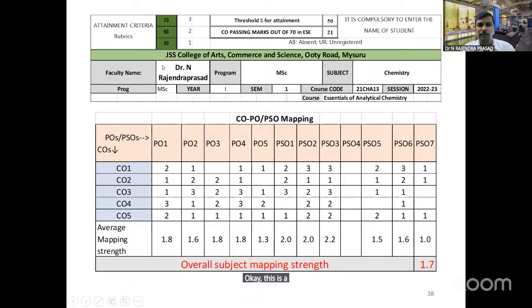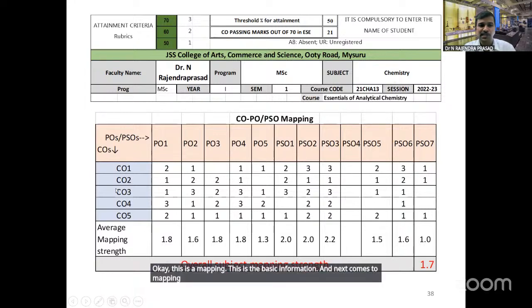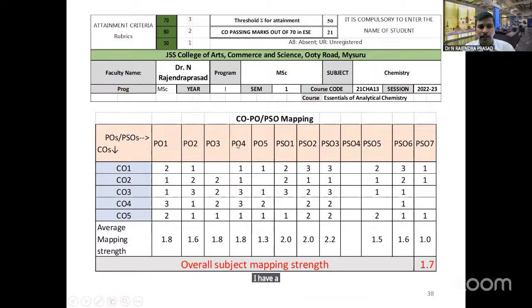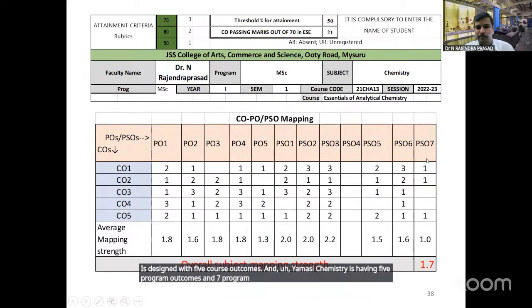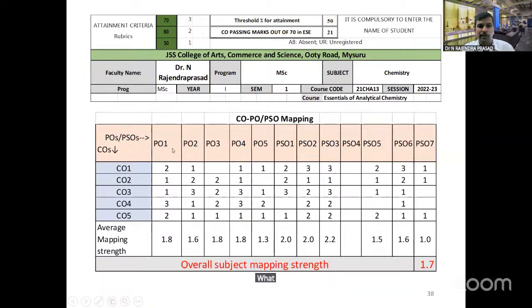This is the basic information, and next comes the mapping. Mapping is between CO and PO. I have a course, Essentials of Analytical Chemistry, which is designed with 5 course outcomes. And MSc Chemistry has 5 program outcomes and 7 program specific outcomes. At what level are COs mapped with PO? I have mapped here. CO1 is mapped with PO1 with level 2.